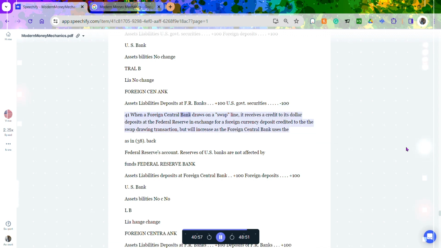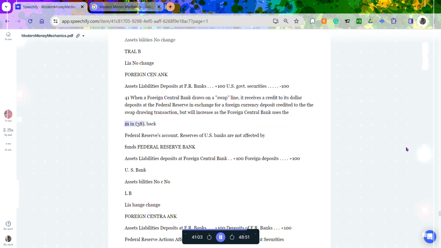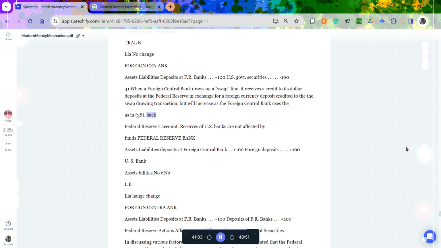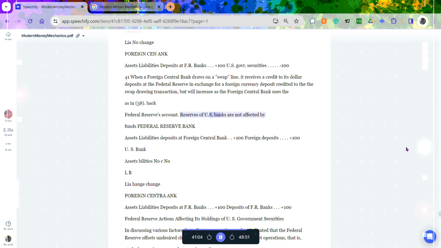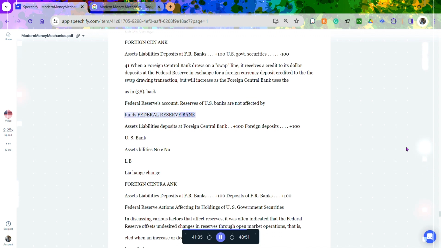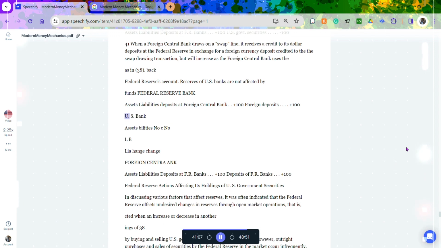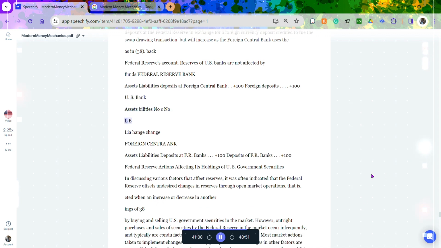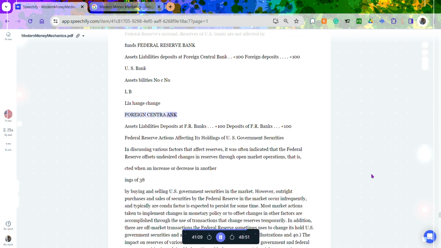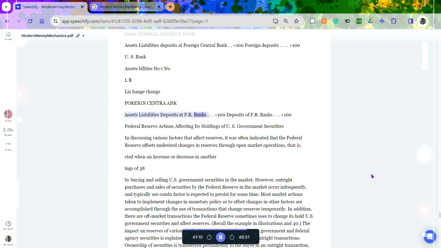41. When a foreign central bank draws on a swap line, it receives a credit to its dollar deposits at the Federal Reserve in exchange for a foreign currency deposit credited to the Federal Reserve's account. Reserves of U.S. banks are not affected by the swap drawing transaction, but will increase as the foreign central bank uses the funds, as in 38. Federal Reserve Bank: deposits at foreign central bank, plus 100; foreign deposits, plus 100. U.S. bank: no change. Foreign central bank: deposits at FR banks, plus 100; deposits of FR banks, plus 100.